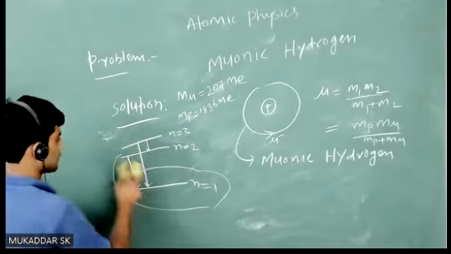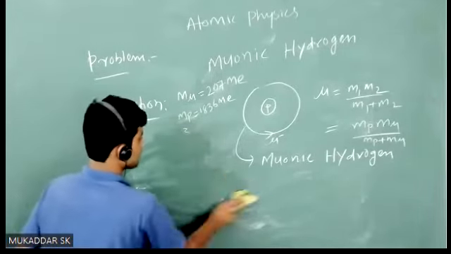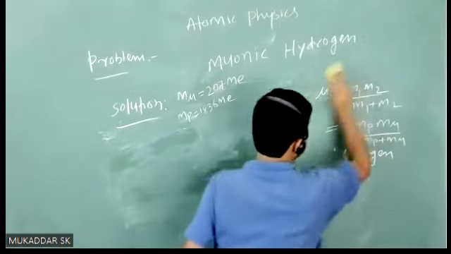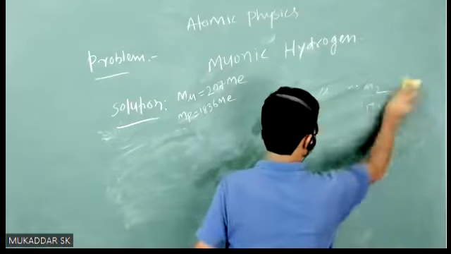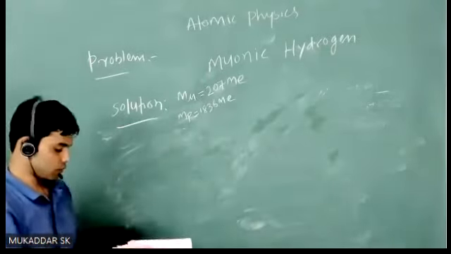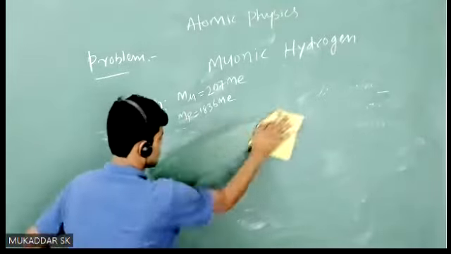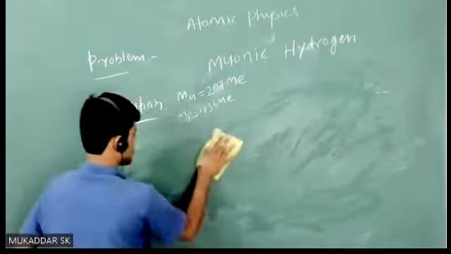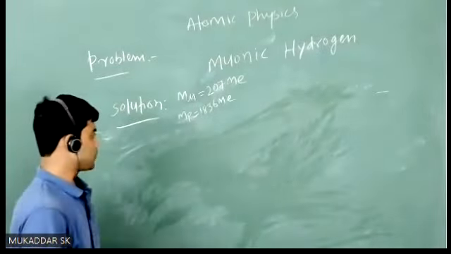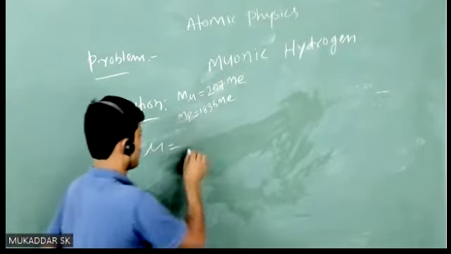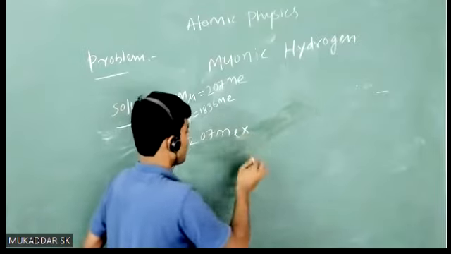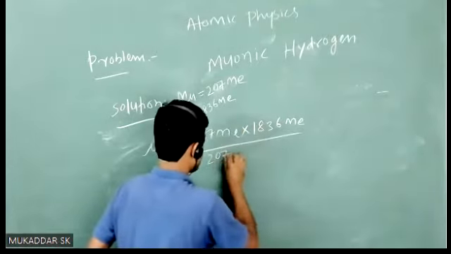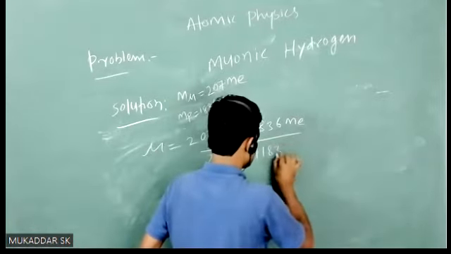Now you can easily calculate the reduced mass in terms of the rest mass of the electron. Can anyone please calculate it and tell me, for the muonic hydrogen system, how much will be the reduced mass in terms of the rest mass of the electron? Please proceed. What you have to do is substitute these masses. So the reduced mass is 207 times the mass of electron into 1836 times the rest mass of the electron, divided by 207 times the mass of the electron plus 1836 times the mass of the electron.